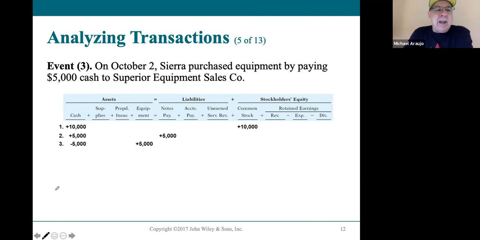Okay. All right. So event number 3 here is Sierra Corporation purchased equipment and they bought the equipment with cash. So in this case here, we have 2 asset accounts affected. We analyzed it. We said, okay, we have a lot more equipment, but now we have less cash. Remember, only 2 things can happen in an account. Either have more or less of it. It's either going to increase or decrease. So let's go down here.